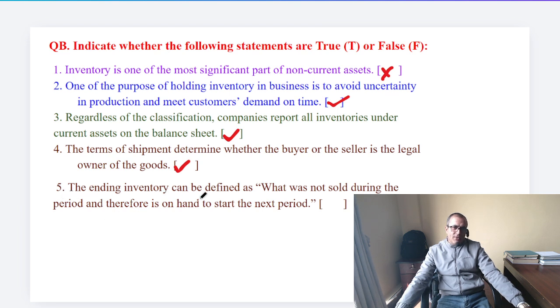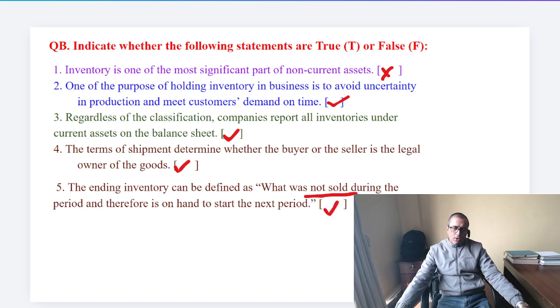Ending inventory can be defined as what was not sold during the period and therefore is on hand to start the next period. So simply we can say that ending inventory is total units available for sale minus sold units, so the remaining is whatever is left unsold, and that is called ending inventory, friends.